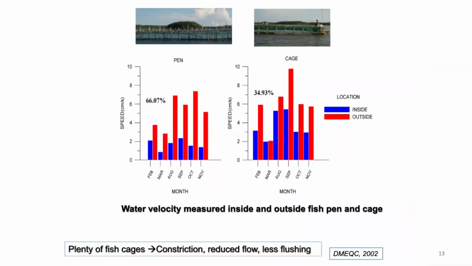What is a consequence of so many fish structures? In a study we did, we measured the water velocity inside and outside a fish pen on the left graph and a fish cage on the right. Blue bars are water velocity for inside and red bars for outside. What we found out is that velocity of water passing through a fish pen is reduced by 66% and 35% when passing through a fish cage. So can you imagine how much water flow is reduced if you have many of these structures side by side in just one particular area?